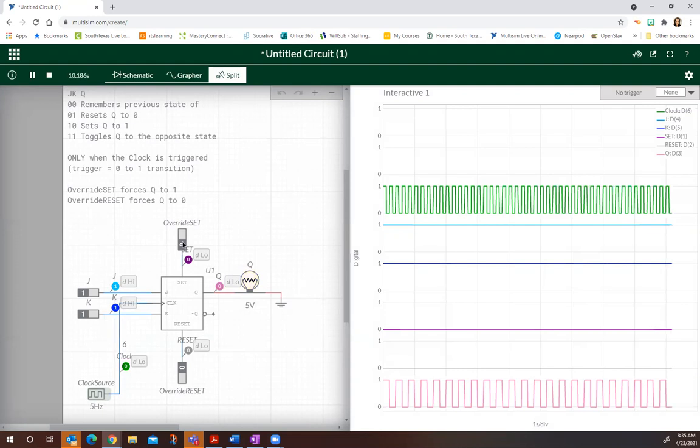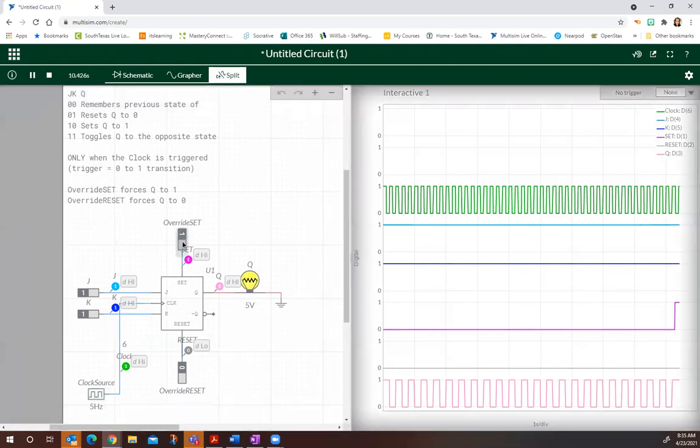So let me do that now. And you can see the moment I turned on my override set, which happens to be graphed here in the pink wire or dark magenta wire, it's a 1 because I have the switch set to a 1, and my output Q, as you can see, is forced to stay on, no matter what the clock is doing, no matter what J and K is doing.